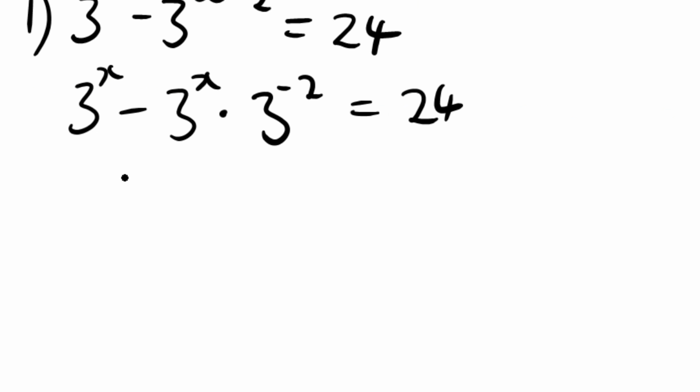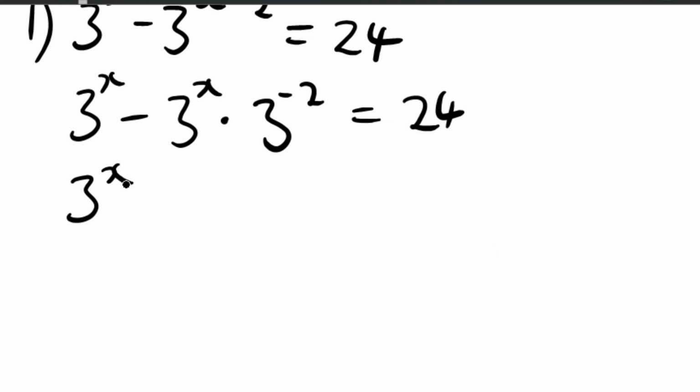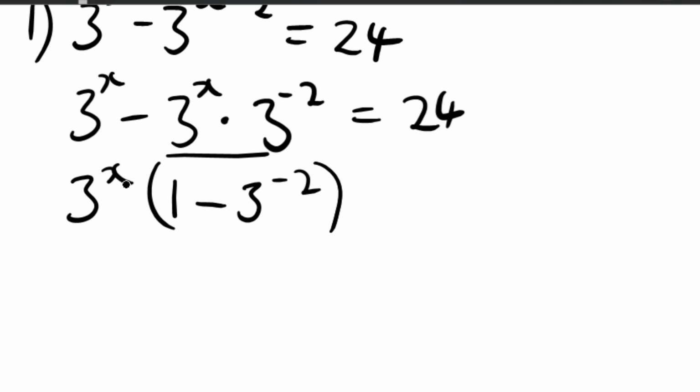What we want to do is take out the common factor from our left hand side here. That common factor is 3 to the power of x. Let's take it out. We have 3 to the power of x, and then we open the bracket for whatever is left. We say 3 to the power of x divided by 3 to the power of x is 1, and then we get minus. We took the 3 to the power of x out from here and there. Now on this side we are left with 3 to the power of minus 2, and then we close the bracket, that equals 24.